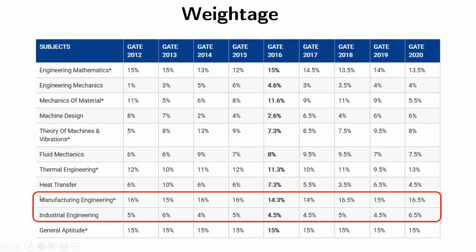So coming to that, here you have manufacturing. Almost all manufacturing plus industrial: 16 plus 5 is approximately 21%. This is again 21, this is 20, 20. On an average, you can say that 22 to 25% of the weightage of the paper is from manufacturing and industrial engineering. So this is really an important topic, and easy also.